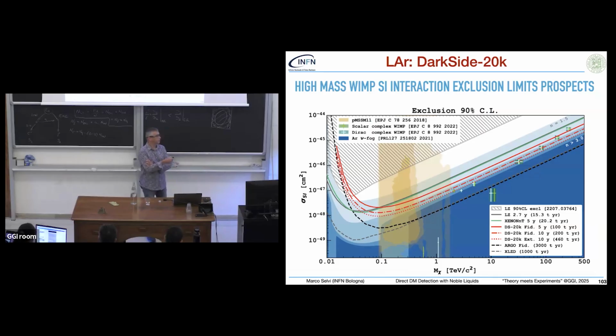Depending on the fiducial volume that will be used, it will be close to the neutrino floor for argon. They also plan to have an even larger detector that is called Argo, but now they are very busy installing the detector underground. Of course, the timing: the recent prediction I heard is of filling the detector by 2028.